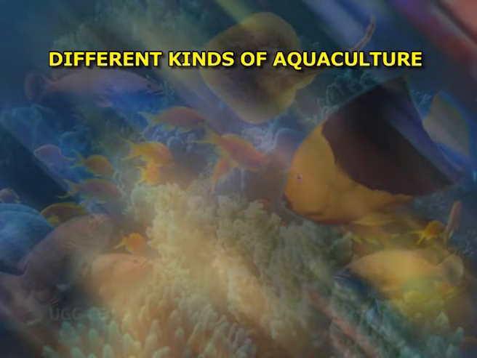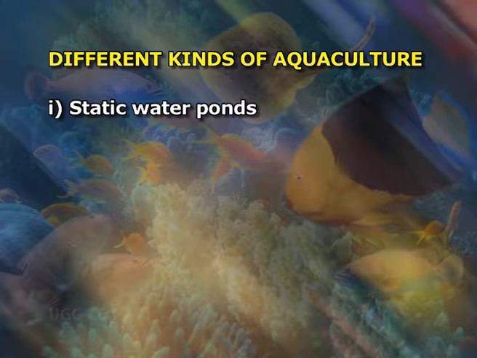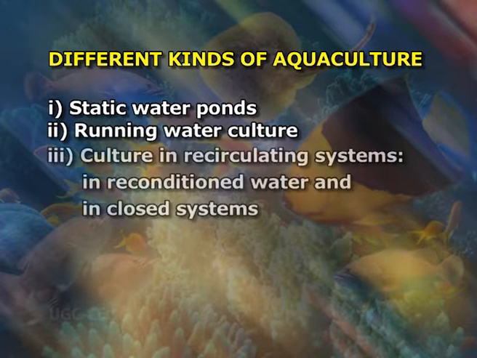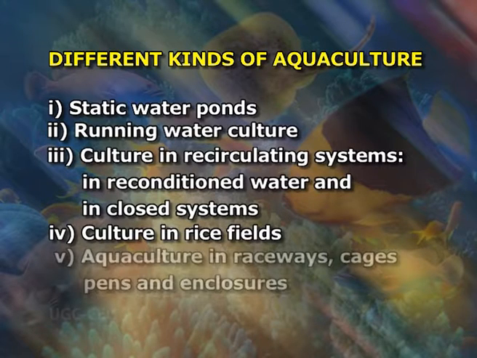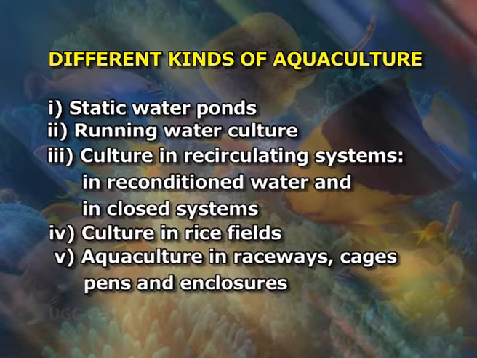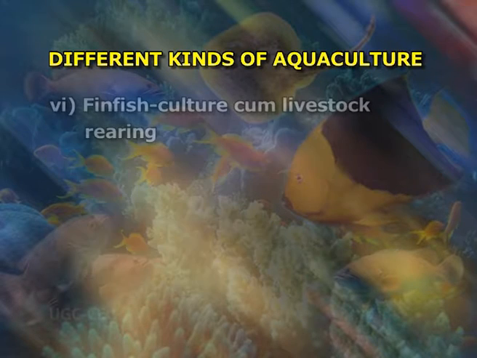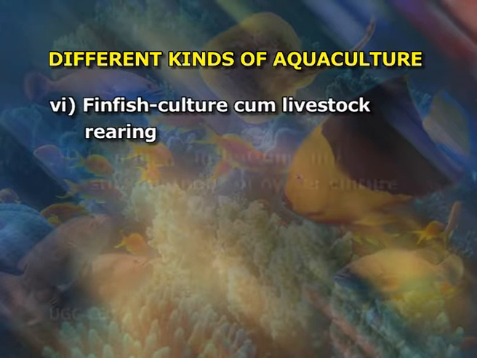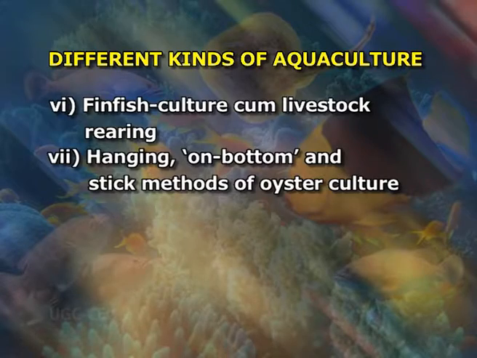The different kinds of aquaculture are static water ponds, running water culture, culture in recirculatory systems, in reconditioned water and in closed systems, culture in rice fields, aquaculture in raceways, cages, pens and enclosures, finfish culture cum livestock rearing, hanging on bottom and stick methods of oyster culture. Based on the number of species that are cultured in a system, aquaculture may be classified into monoculture and polyculture.